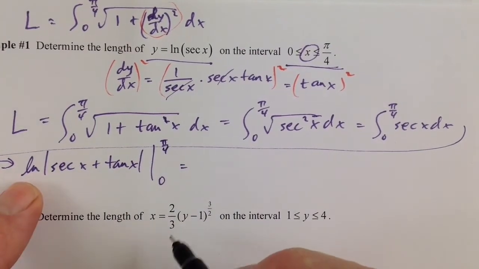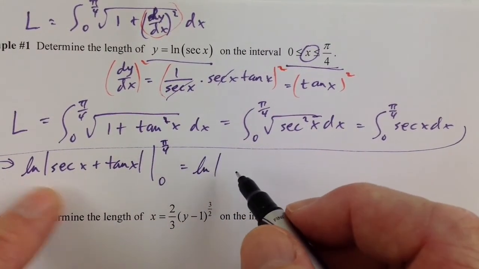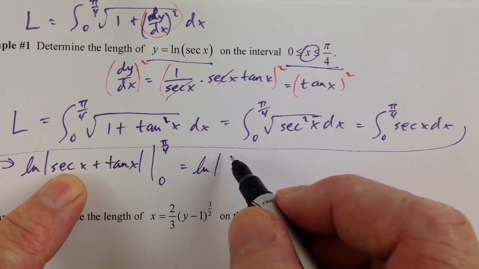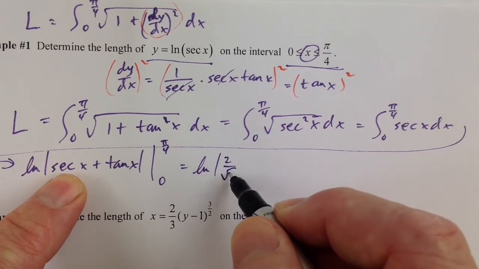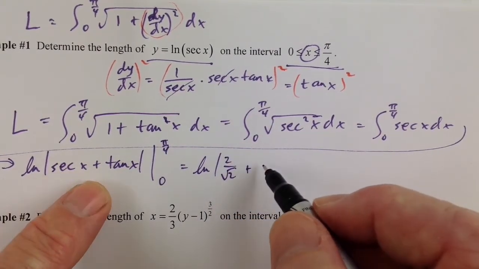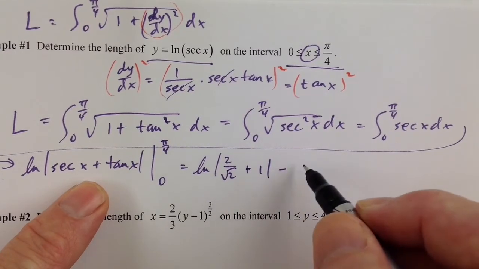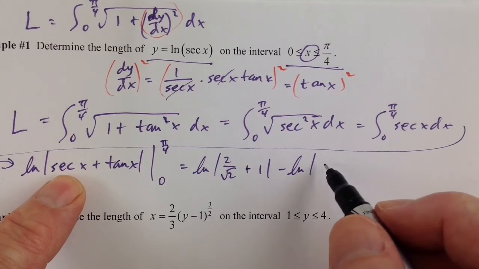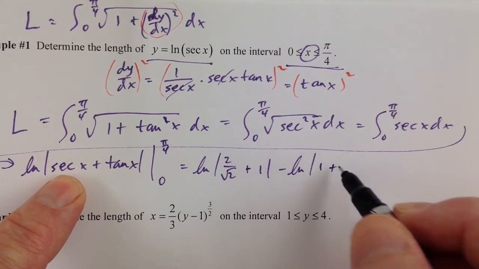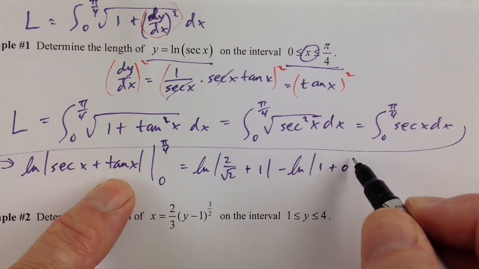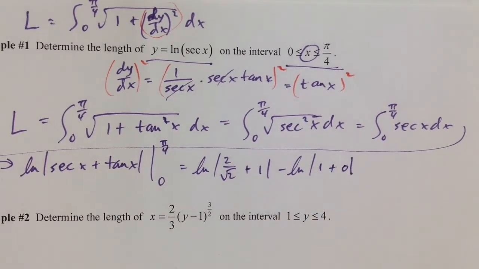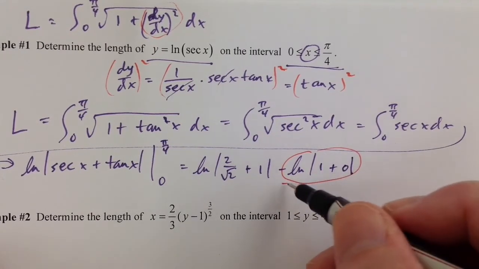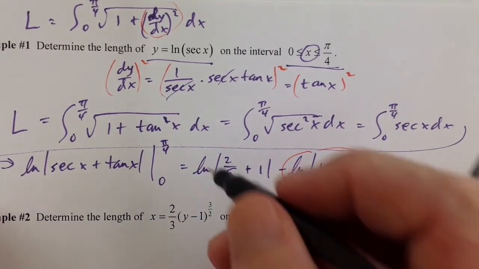Now we just get the ln of the absolute value of secant of pi over 4, 1 over cosine. Cosine is radical 2 over 2, so this would be 2 over radical 2. Tangent of pi over 4, we know that's 1, minus the ln of the absolute value of secant of 0. Well, we just said that. Secant of 0 is 1. Tangent of 0, that's 0. So this whole thing here, we get ln of 1, and we know ln of 1 is 0, so that's just minus 0. So we have our answer.